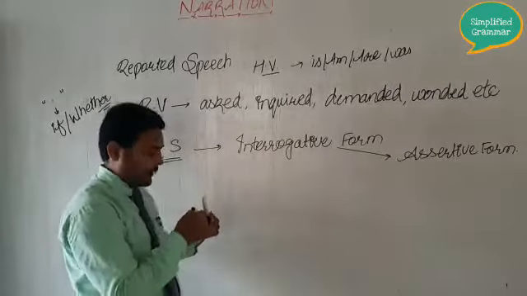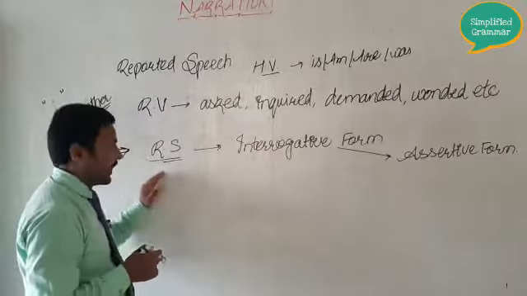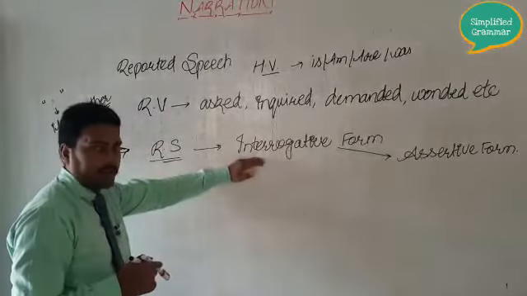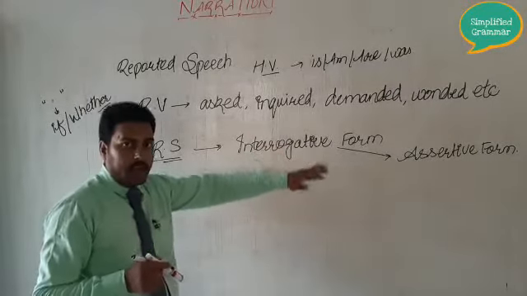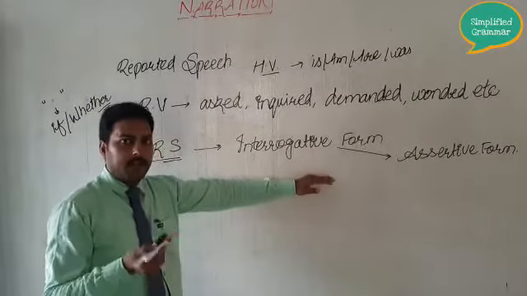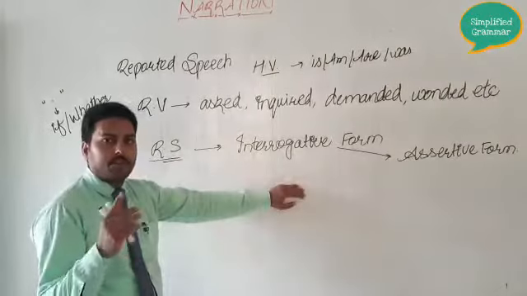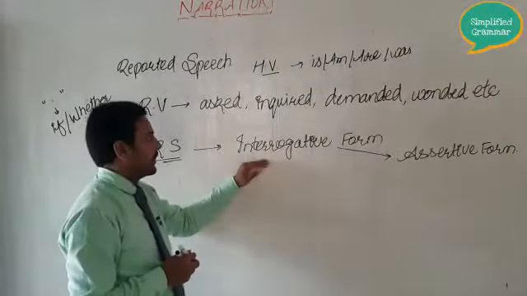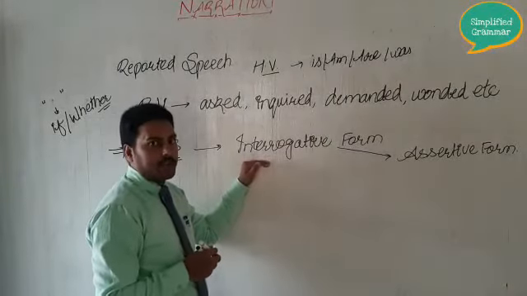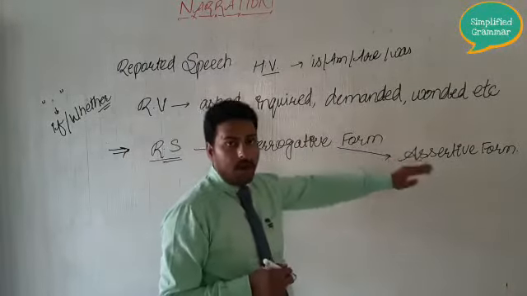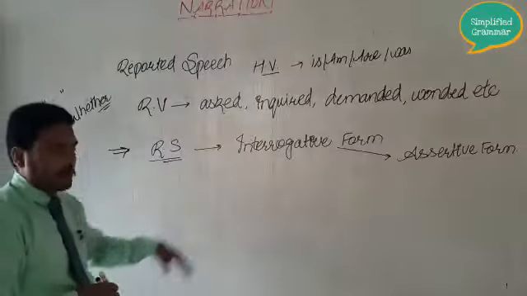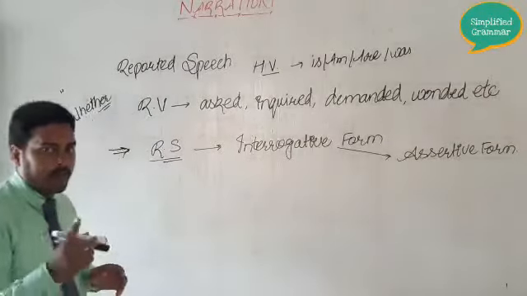Some students might get confused here. If your reported speech is given in the interrogative form, in the indirect speech they will keep it as interrogative. So this is not the way. The correct way is we need to change this interrogative form into assertive form. So how? Let us see with the help of one example.